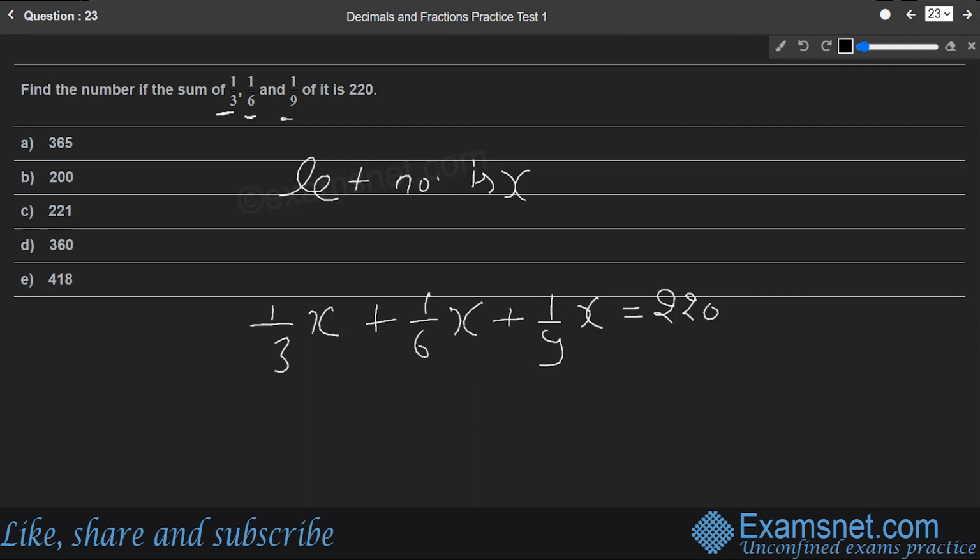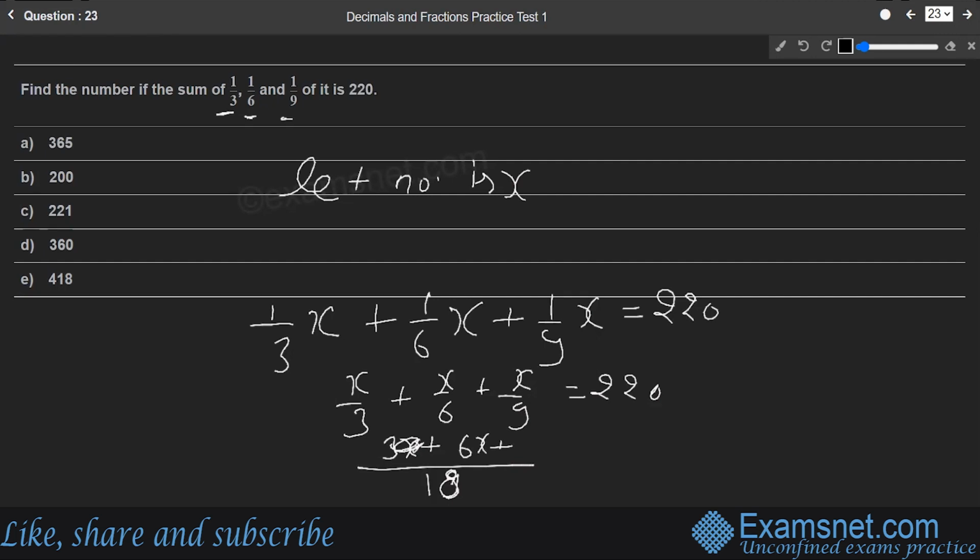Now if we solve this further, this is becoming x by 3 plus x by 6 plus x by 9 is equal to 220. Clearly we are supposed to take the LCM. It has to be 18, because these are 3, 6, and 9. So if we take 18 as LCM, this has to be 6x plus another one has to be 3x plus the last one has to be 2x. That is 11x is equal to 220.